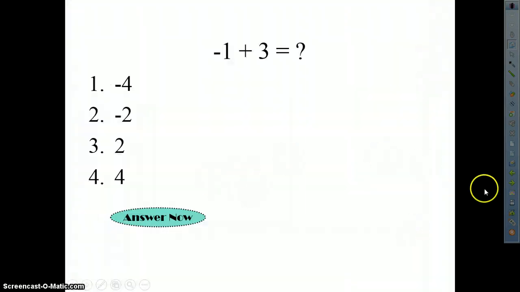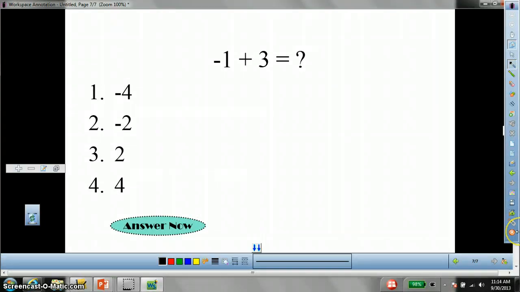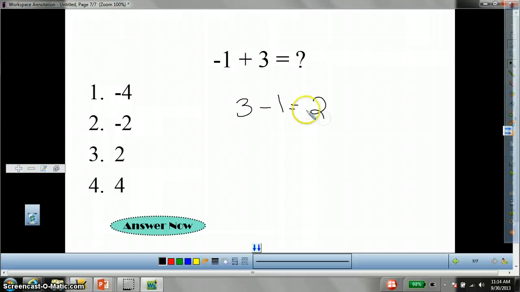All right, so here's an example. Negative 1 plus 3. First, we check and see, do the numbers have the same signs or different signs? Their signs are different, so we're going to use the rule where we subtract the two numbers and keep the sign of the bigger number. So we're going to take 3 minus 1, which is 2, and then our answer will have the sign of the bigger number. Here, our bigger number is 3, and it's positive, so our answer will be positive 2.